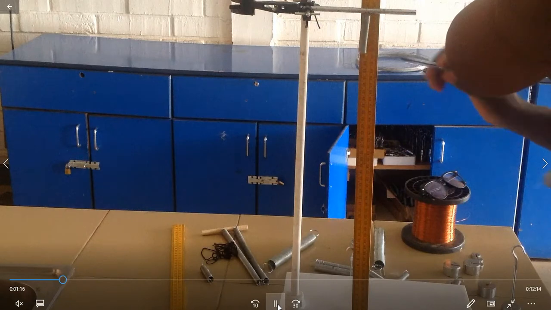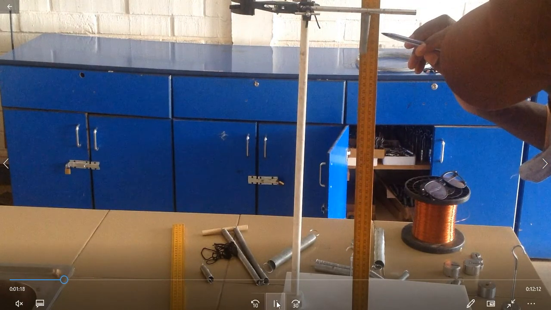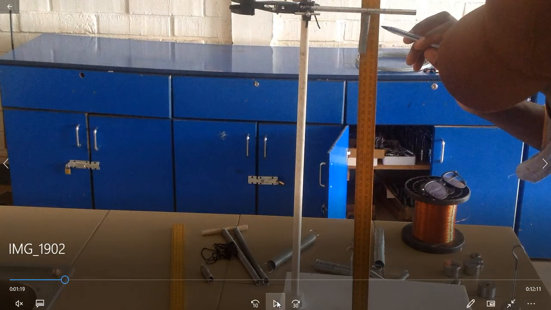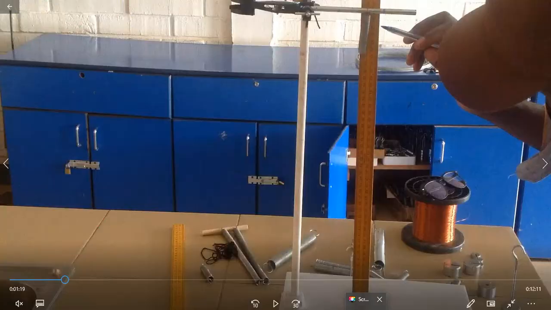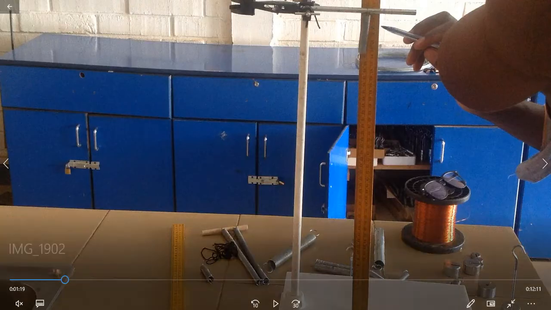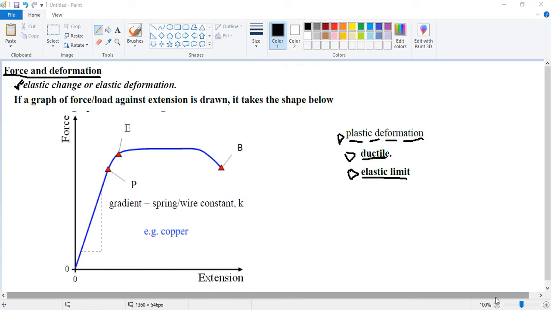So as the load is increased, as you add more and more weights to the spring, you will observe that the spring will be stretching further and further and further.